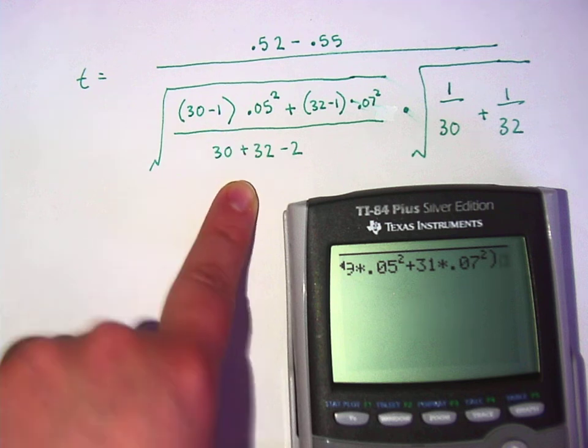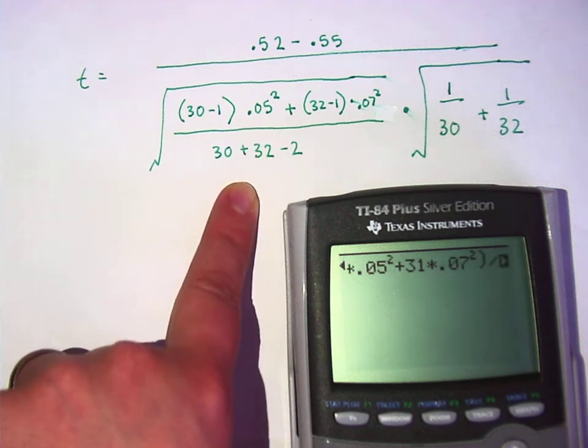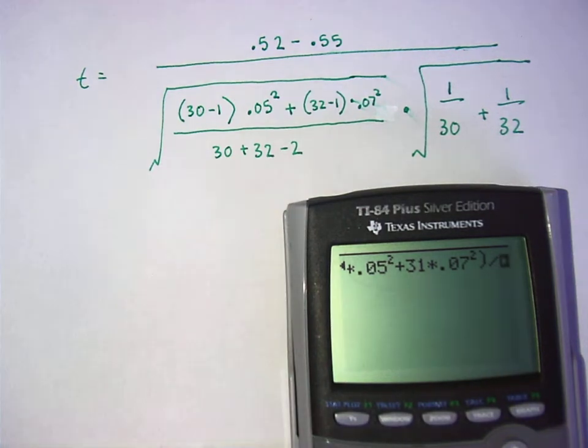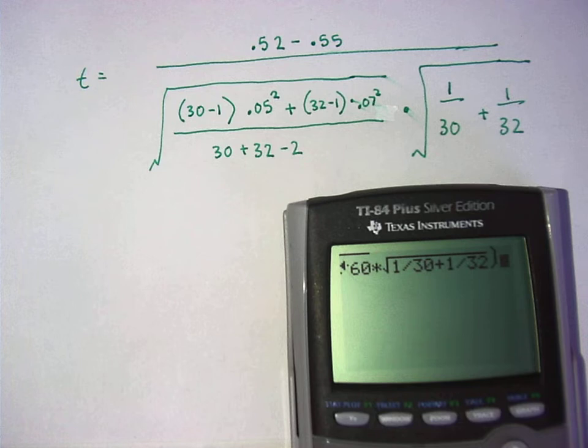Thing under the square root, and then divided by, and again, I'm not going to write 30 plus 32 minus 2. I'm going to write 60 because I know what that is. Then you have to scoot over with your arrow so that you're out of that square root and do times a new square root. This one actually takes care of itself, just 1 over 30 plus 1 over 32. Don't have to be real specific there. And then another set of parentheses on the outside of the square root.